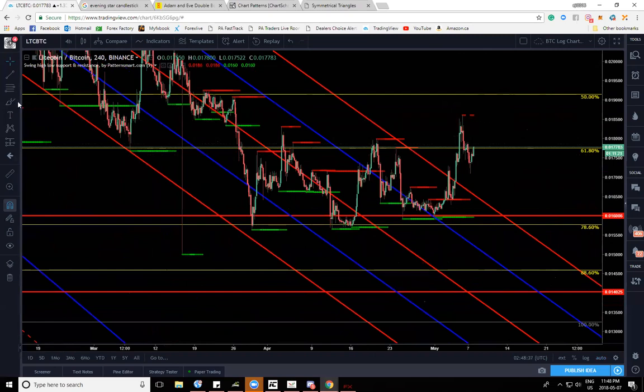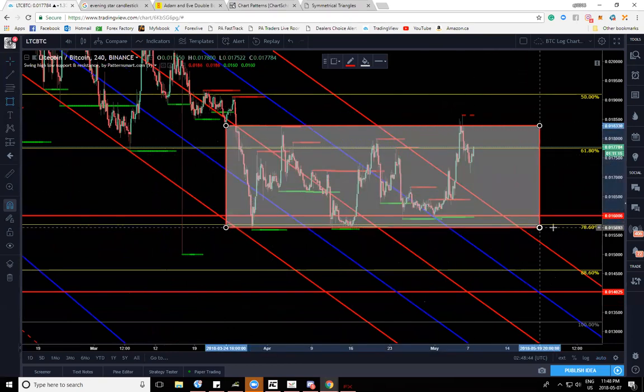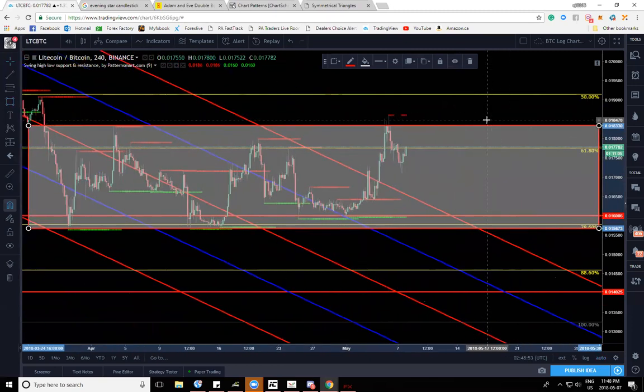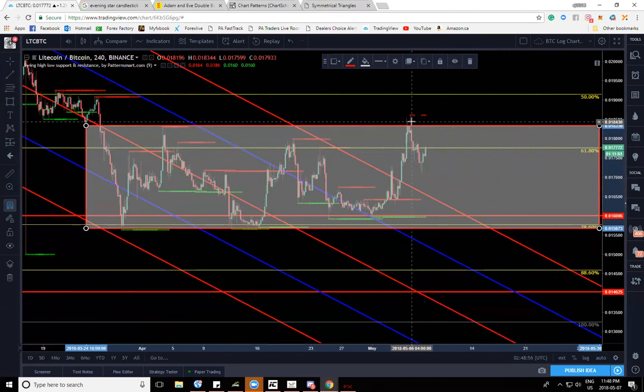So you can do it this way with the rectangle. As you can see, we tried to break through the top of the box, and we got rejected so far. Now, as we were saying, this is probably A, B, and maybe C. Normally, if they're trading in a box like that, they normally go from the top of the box to the bottom of the box, and the opposite way around after that.